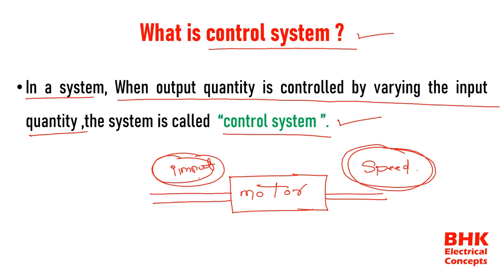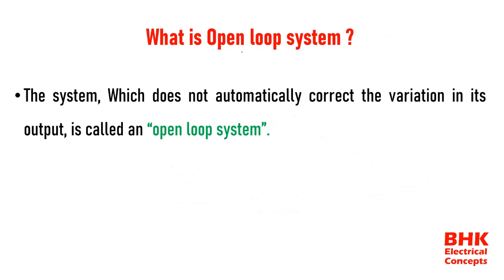Now coming to the next one, what is an open loop system. Here we have open loop system and closed loop system, and open loop control system and closed loop control system. In order to define the open loop control system and closed loop control system, first we need to know the definition of system and the definition of control system, and after that we discuss what is an open loop system.